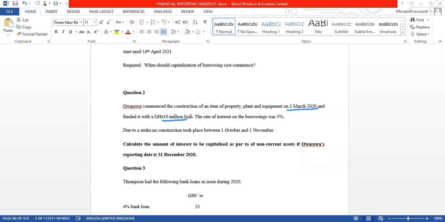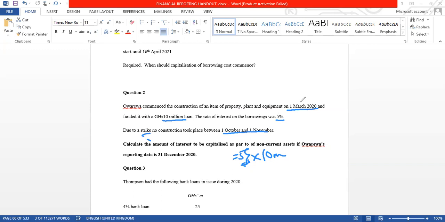And funded it with a 10 million note. The interest is 5%. It said due to a strike, no construction took place between October and November. We are supposed to go through and calculate the borrowing cost. What now is going to happen is that we just need to take our 5% and multiply it by our 10 million. The question is, how many months are we going to apply it for? The fact that there was a strike means that this is not purposeful for the contract. We need to now cease borrowing costs for this period, which is a month.